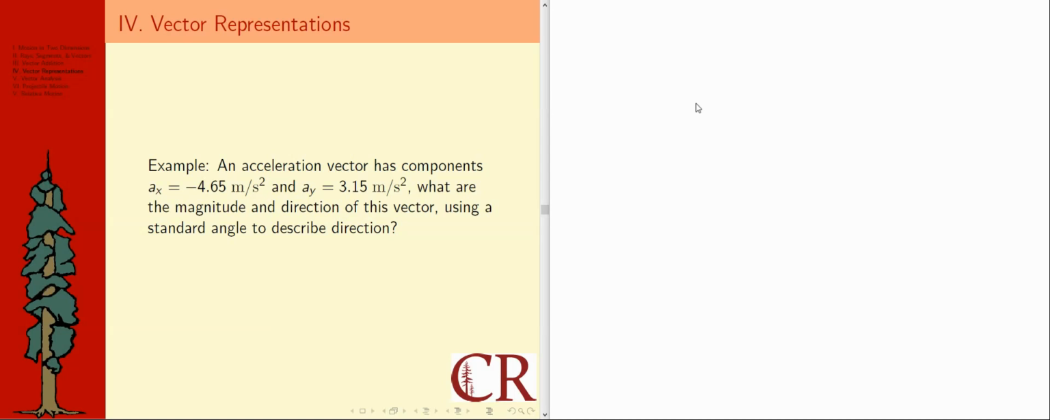An acceleration vector has components a sub x equal to negative 4.65 meters per second squared and a sub y equal to 3.15 meters per second squared. What are the magnitude and direction of this vector using a standard angle to describe direction?